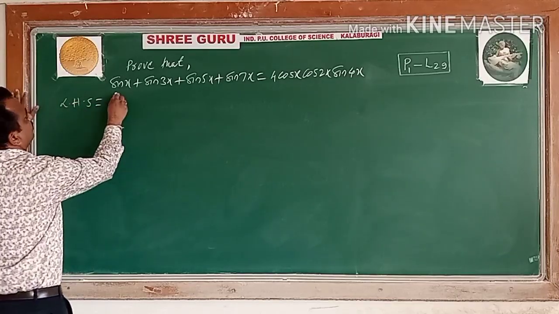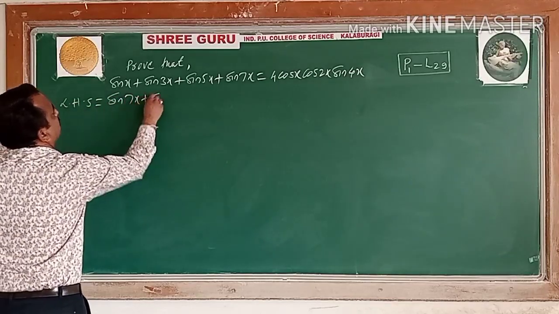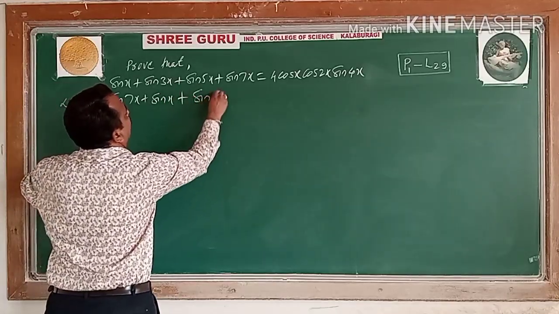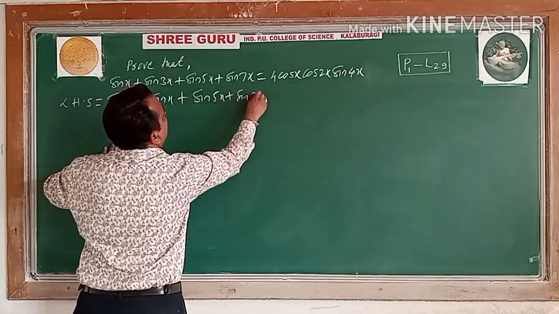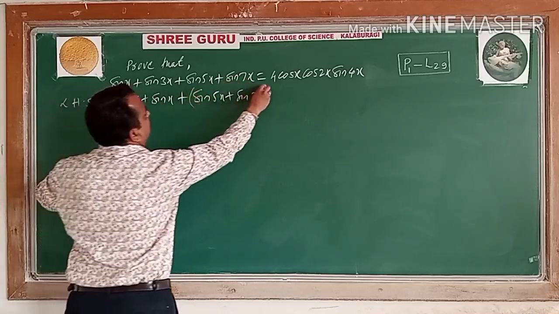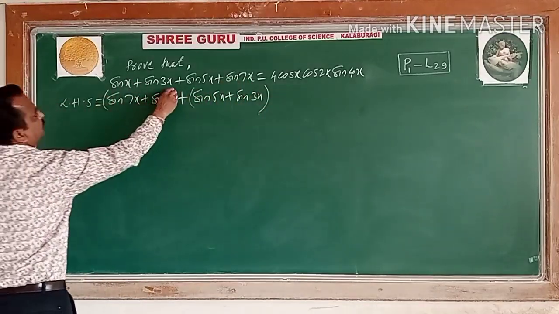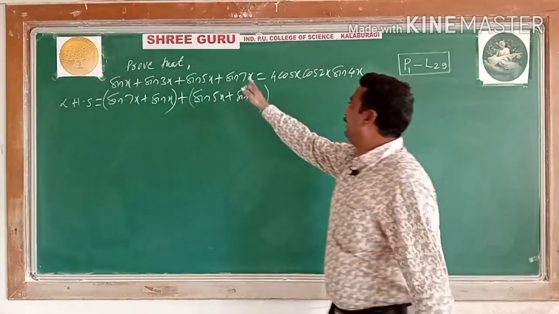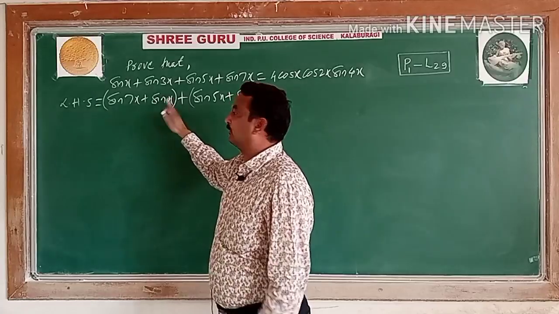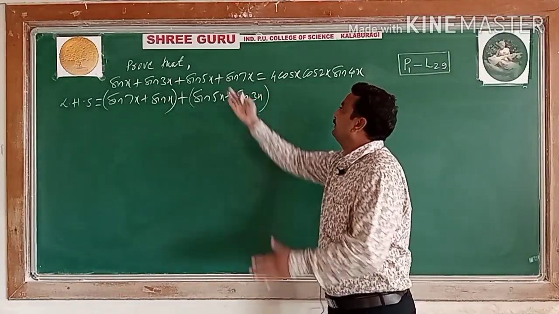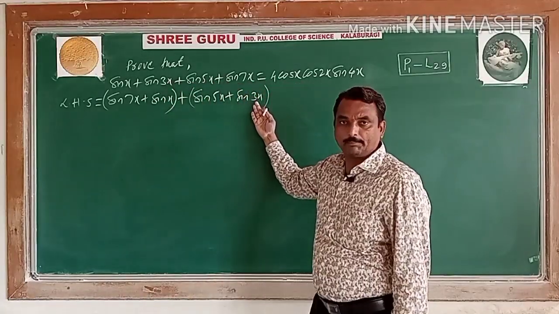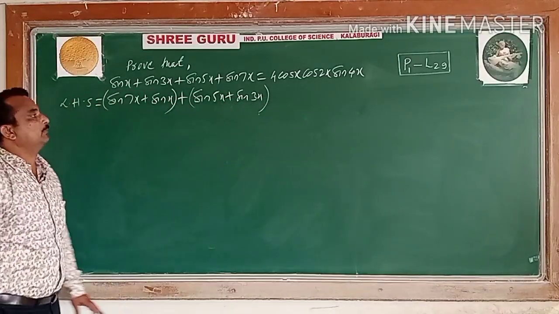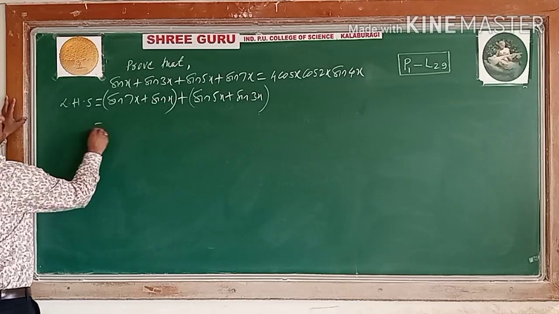It is (sin 7x plus sin x) plus (sin 5x plus sin 3x). The LHS I have arranged like that, students. First sin 7x plus sin x is one pair and sin 5x plus sin 3x is another pair. Sum of 2 terms I have done here. Sum of 2 and sum of 2, applying sin C plus sin D.